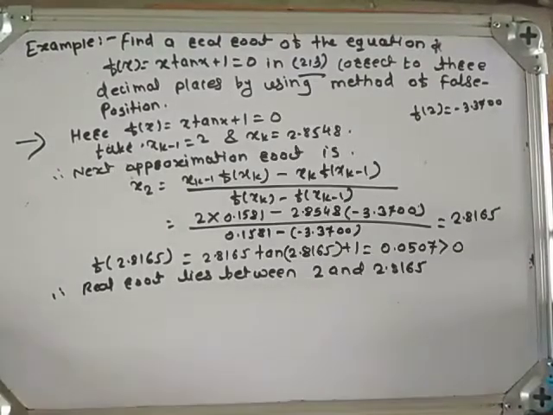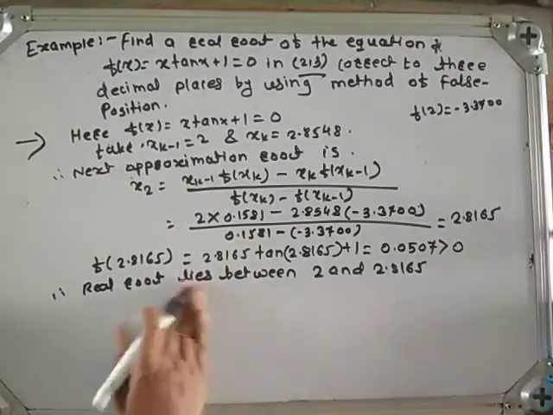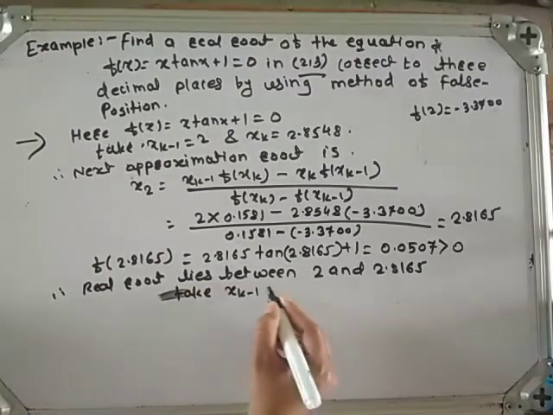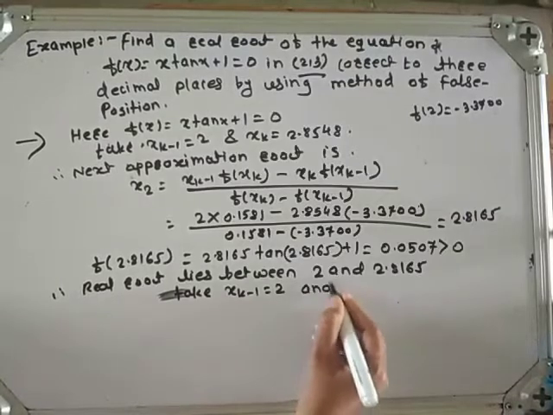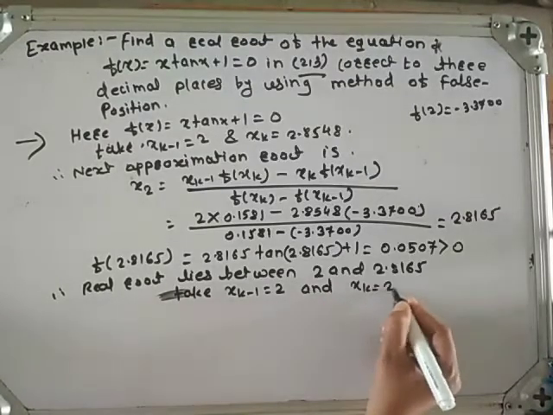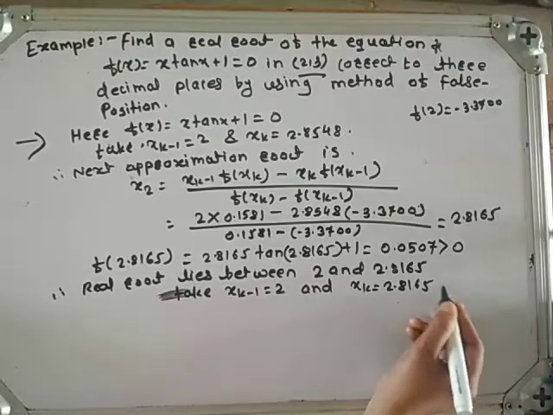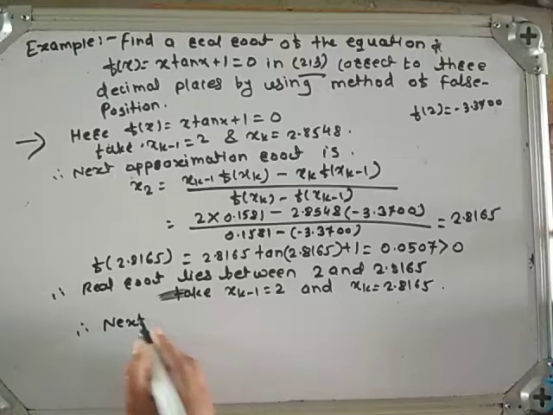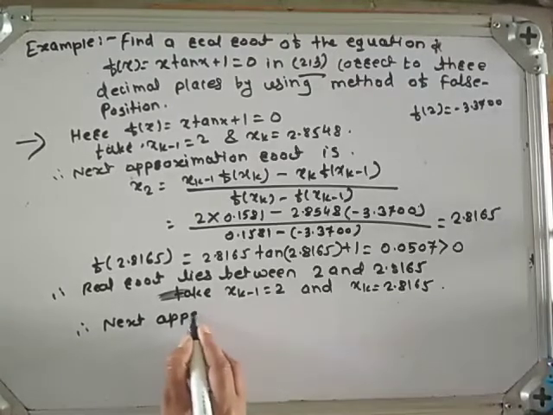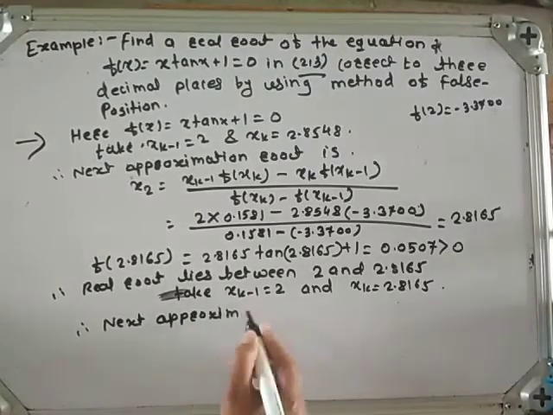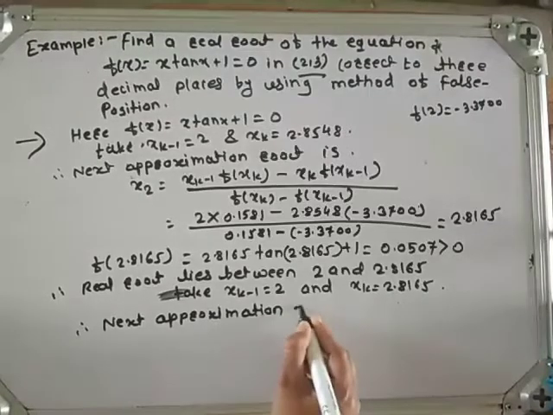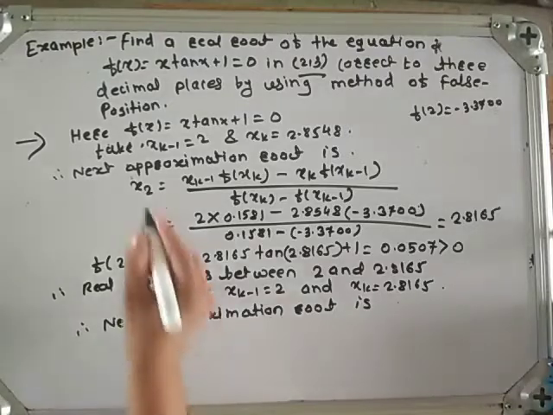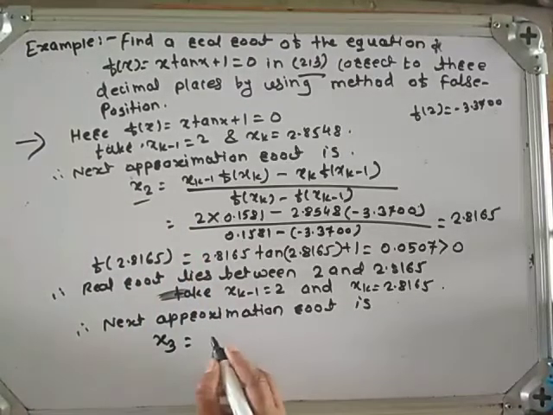2.8165. Take xk minus 1 is equal to 2 and xk is equal to 2.8165. Therefore, the next approximation root is x2, then next is x3.